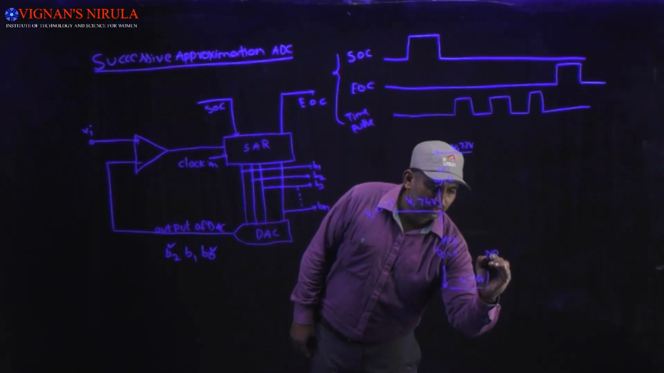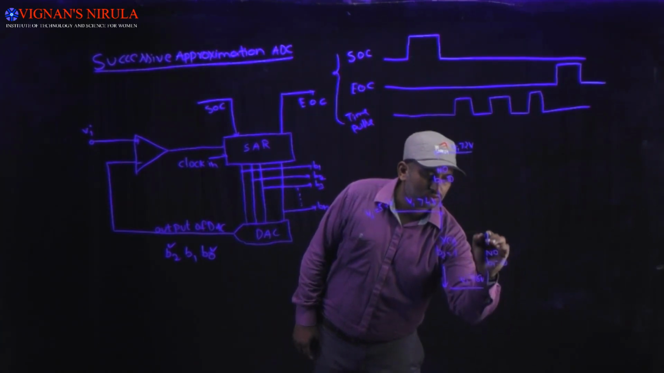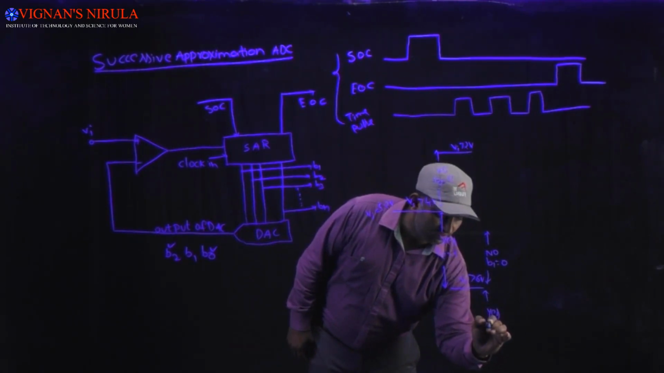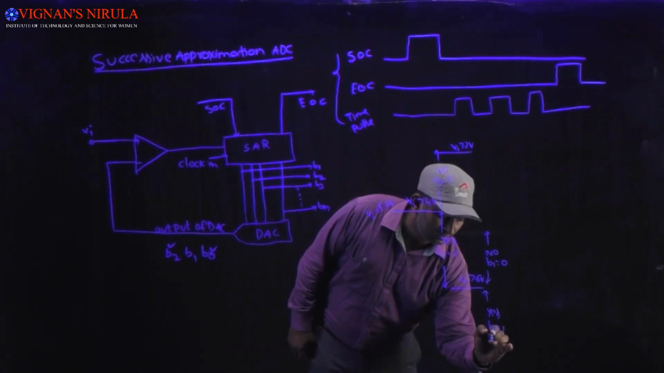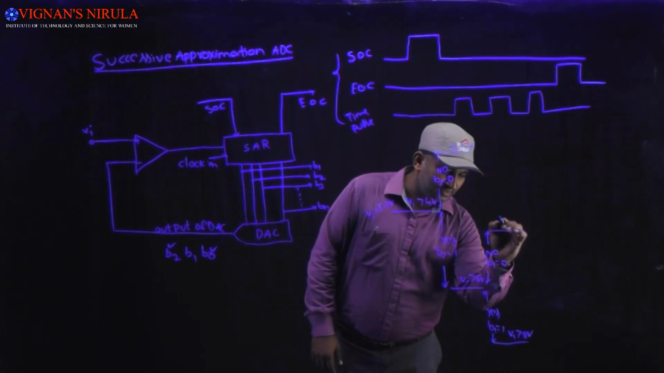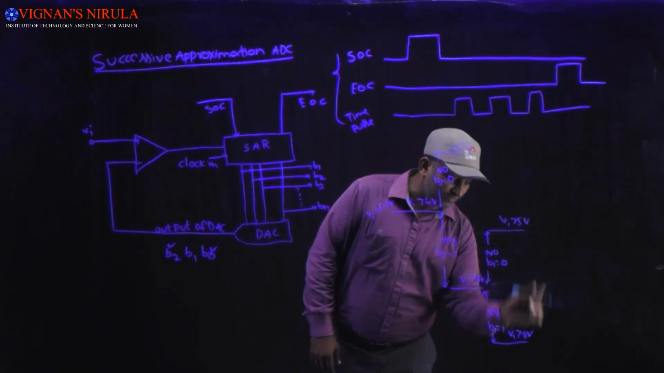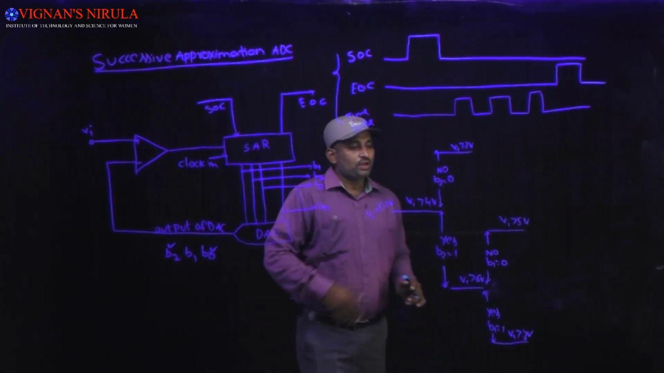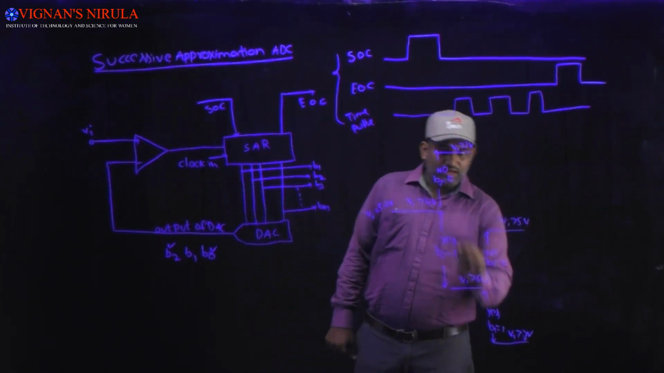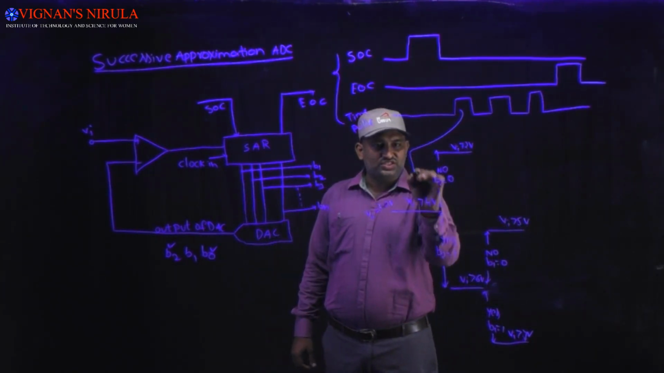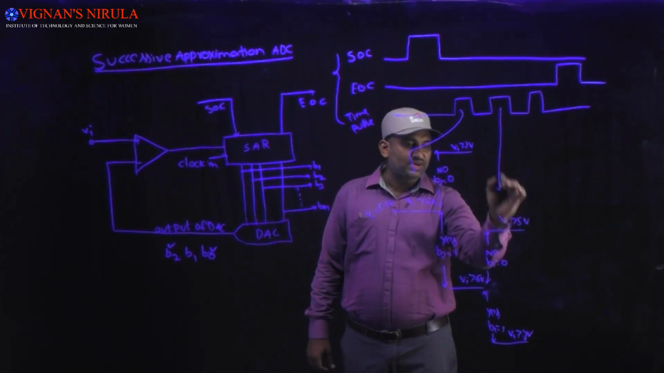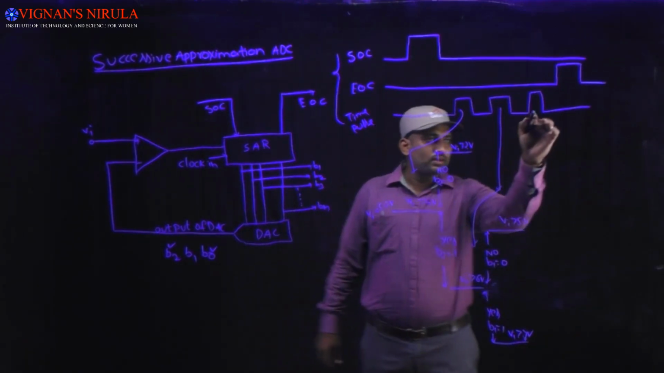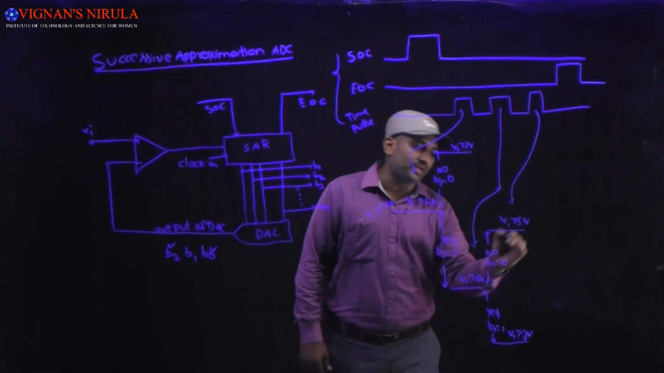If no, then B1 is equal to 0. And if yes, B1 is equal to 1. So what happens? VI is greater than 5 volts and VI is greater than 7 volts. Now once again, that means the B2 search is completed and here the B1 search is completed. Here B1 search is completed and here the B0 search is going to be completed.